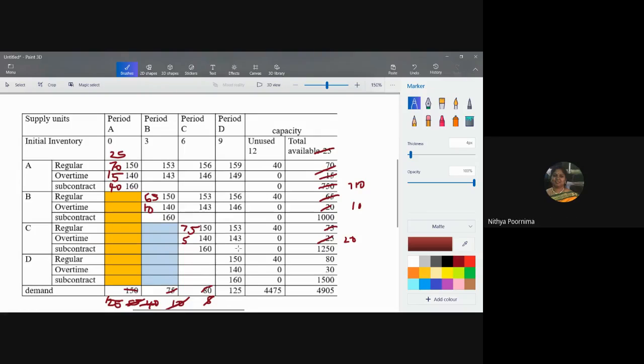Next, I'm going to do the allocations with the period D. In the period D, the regular time I have 80, so I'm going to allocate 80 here. Next I have 30. 80 plus 30 will be 110.